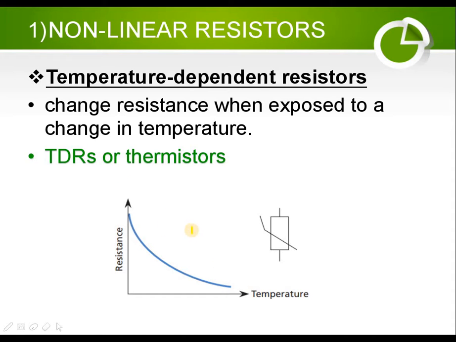The scale used in some technical specifications is logarithmic and may not be linear. It's a non-linear graph, so you have to take careful readings according to the graphs. You have to be more careful when you are taking readings of the non-linear. This is the symbol of the temperature dependent resistors. In short, we can write TDRs, or thermistors, which are basically used for temperature dependent cases.